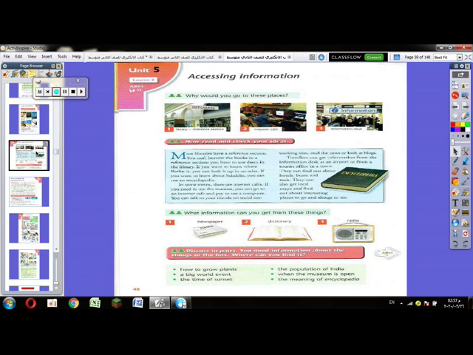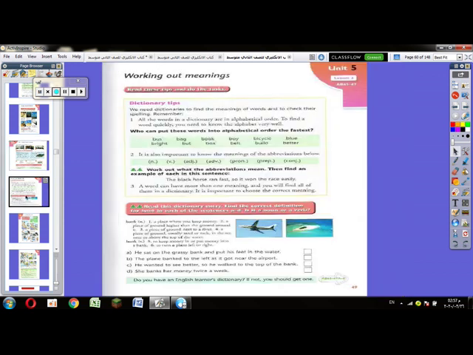And we can see in the second lesson, lesson 2, that the objectives are to read a short text about ways of accessing information, listen to details and write notes, and ask for advice.